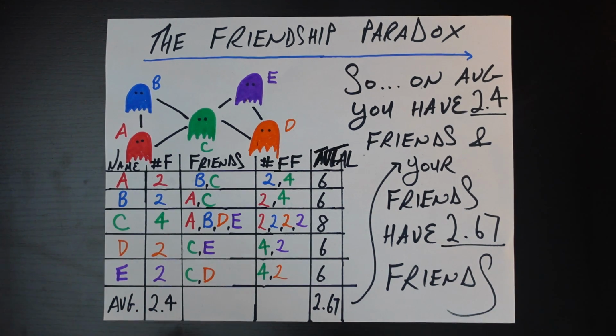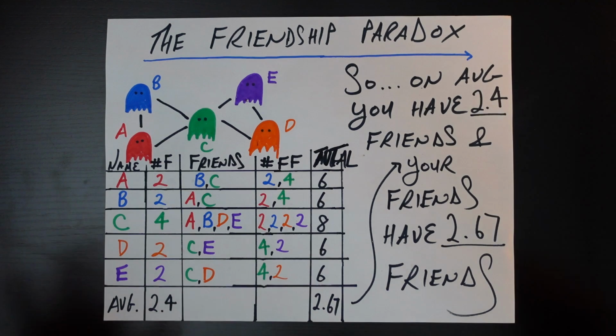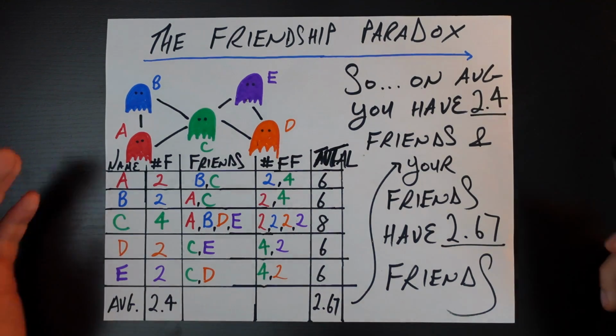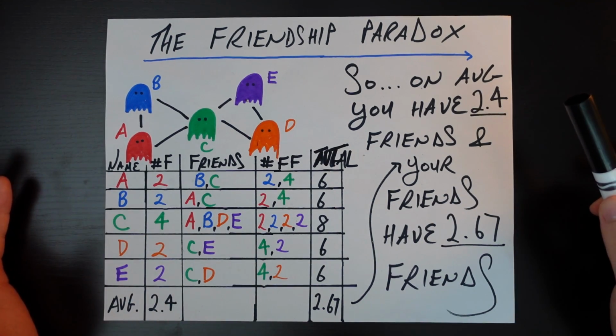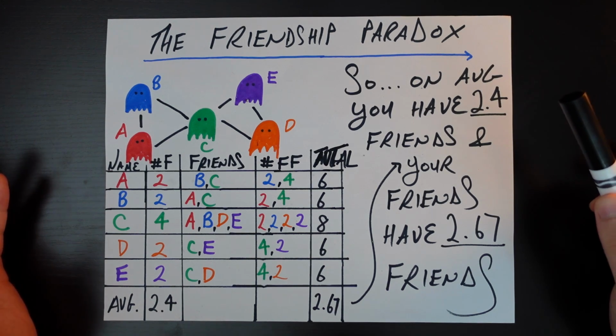What the friendship paradox is not saying is that no matter who you are in this social network or in the world, your friends have more friends than you. That, of course, would be impossible because there is some person out there in the world with the maximum number of friends, and by definition, none of their friends can have more friends than them.